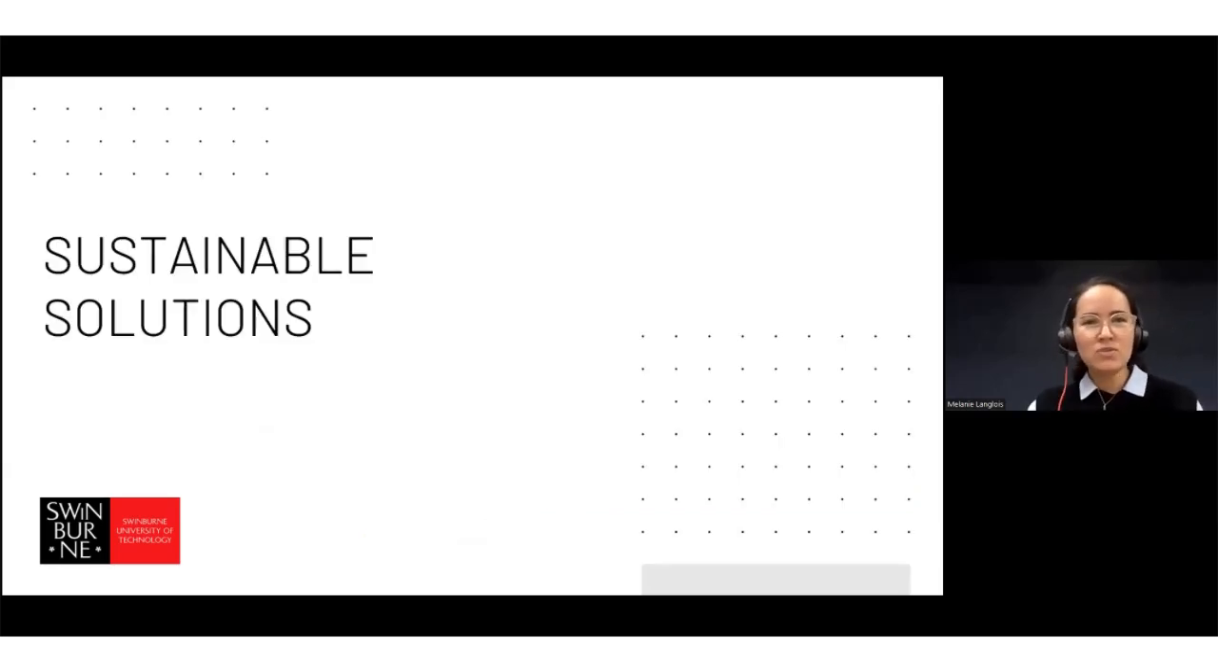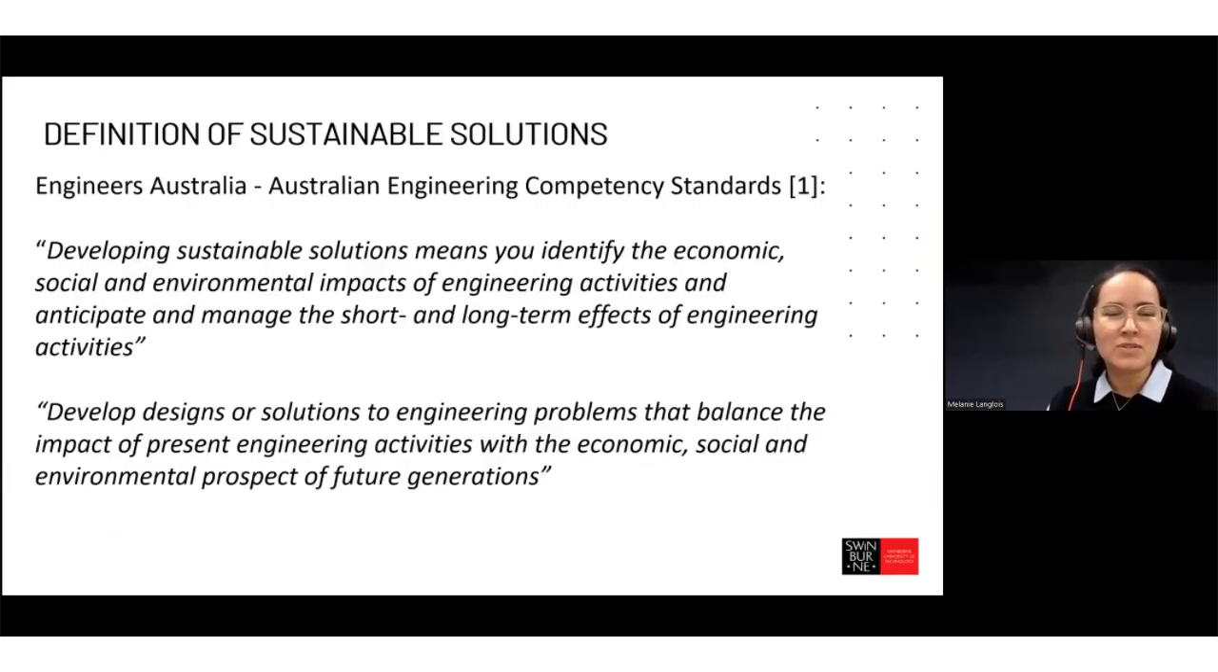So I would like to start with the definition of sustainable solution. This is the definition of Engineers Australia from the Australian Engineering Competency Standard, and I'm going to read that to you. Developing sustainable solutions means you identify the economic, social, and environmental impacts of engineering activities and anticipate and manage the short and long-term effects of engineering activities. So that's what we need to do.